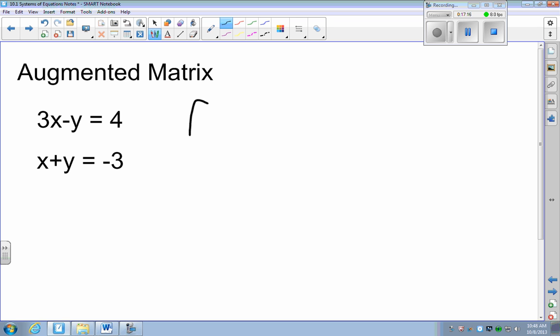But anyway, so we'll write this in matrix notation. We write 3, so it'd be 3x minus 1y. We're going to draw a line right here representing our equal sign, is equal to 4. Okay. And we do the same for the bottom. Now imagine that there's 1s in front of these guys, so just multiplying by them. So we'll have 1x, 1y is equal to negative 3.